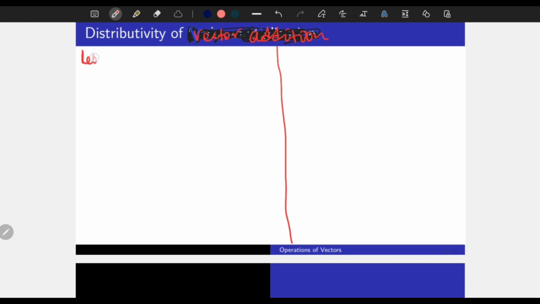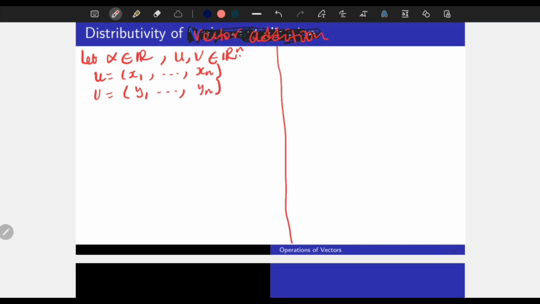Let's say that alpha is a real number and u and v are vectors in Rn. Then we have u, which is expressed as an n-tuple of numbers, x1 up to xn, and we have v, which is represented by these numbers here. The claim is to show that alpha times (u plus v) is the same as alpha u plus alpha v.